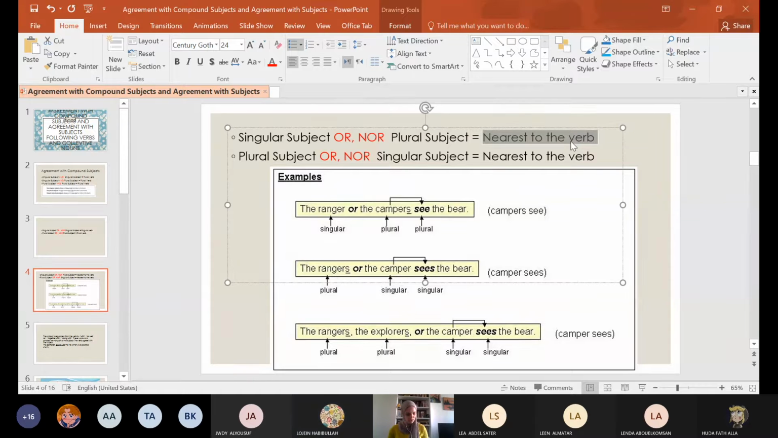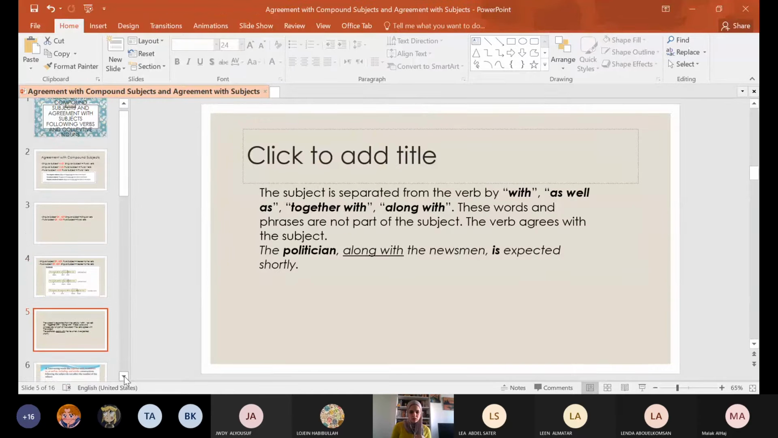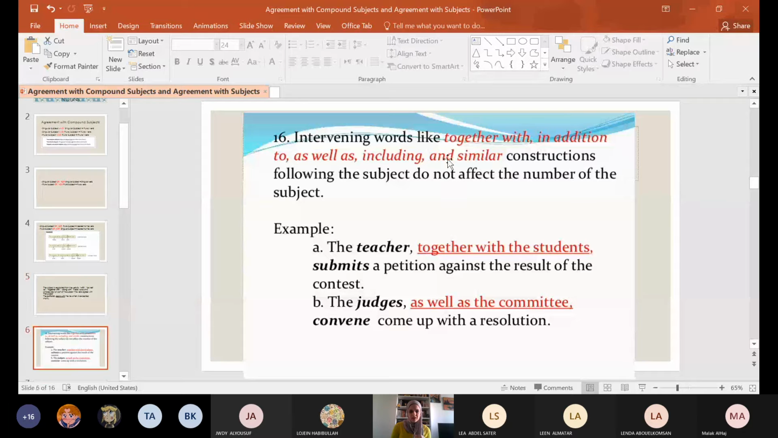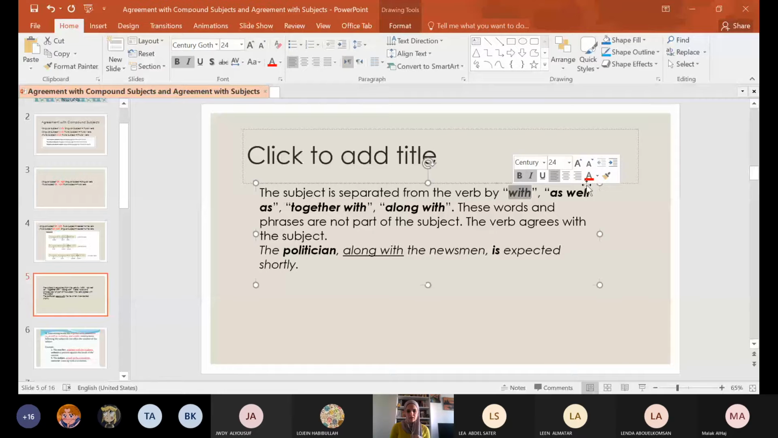Okay, Malak. Nine. The subjects are Delaware River as well as Hudson River, and the verb form. Malak, we said when I see together with, in addition to, as well as, including, with, along with, I don't look at it.